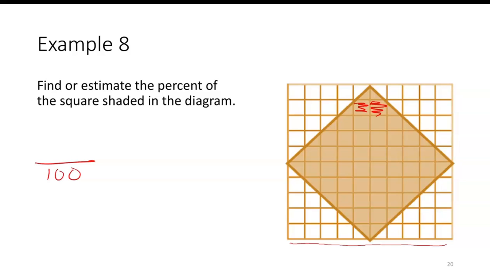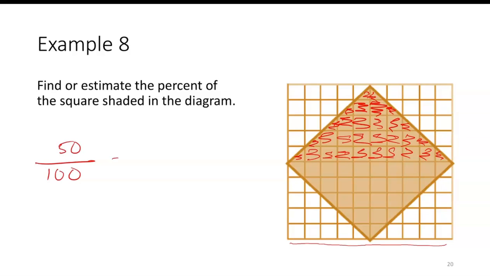So there's 1, 2, 3, 4, 5, 6, 7, 8, 9, 10, 11, 12, 19, 20. These two make up 21. These two make up 22. These two make up 23. These two make up 24. These two 25. And then the bottom half is the same as the top half. So that comes out to be 50 squares shaded. So that becomes basically 50%.